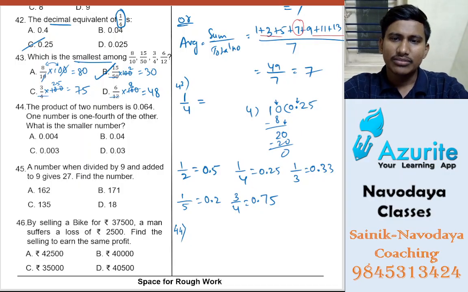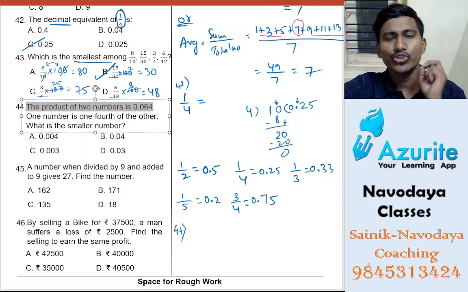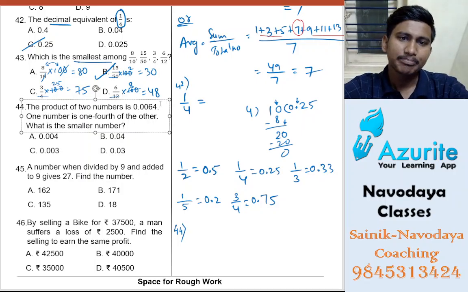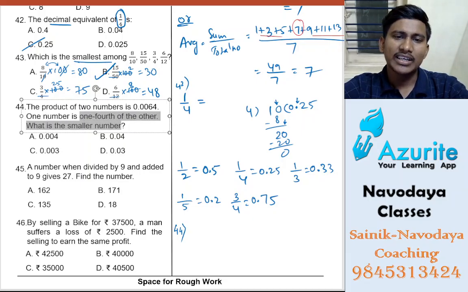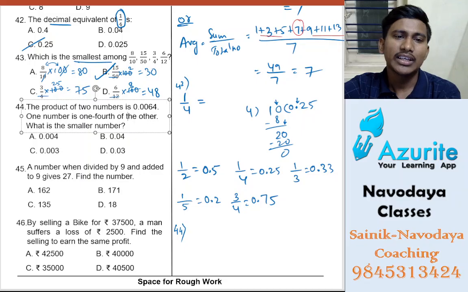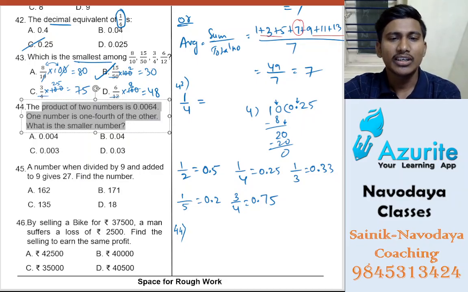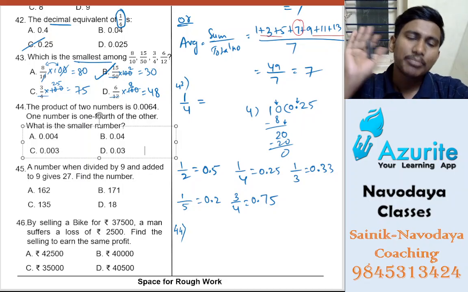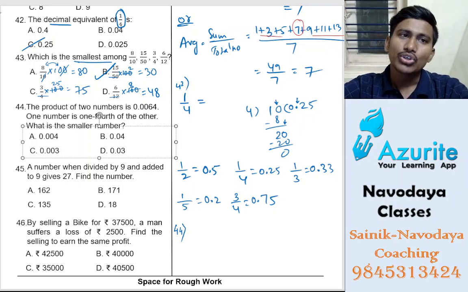So see students, 44 question. What is the question? The product of the numbers is 0.064, right? One number is 1/4 of the other. What is the smaller number is the question. One number is 1/4 of the other, then find the smaller number. So I will first explain the shortcut. What you should do, you should go with options, okay.